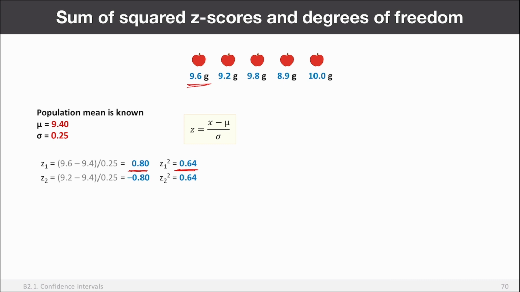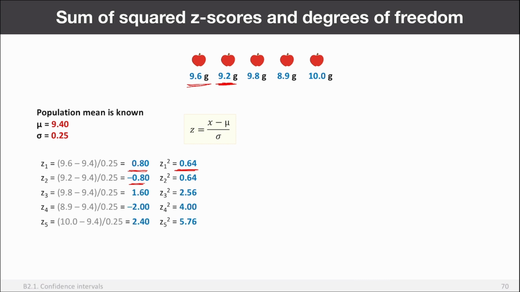Then we can compute it also for the second value. You can see it's symmetrically smaller than the average, so therefore the z-score is the same by absolute value but different by sign. And then we continue until we calculate z-scores and squared z-scores for all values. Now we can compute chi-square by taking a sum of all these values. So we got chi-square 13.6.